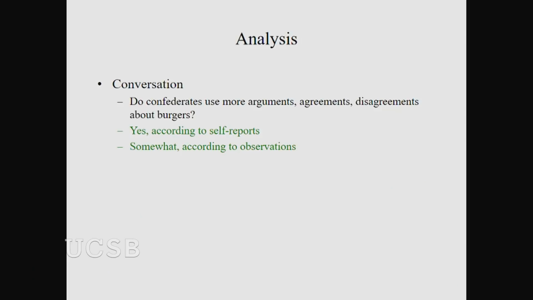Looking at the conversation they had at that 10-minute chat, we got some information out of that too. We supported our hypothesis that the Confederates will use more arguments. The Confederates who either agree or disagree, they're going to use more arguments, state more agreements, or state more disagreements about burgers with the other partner. And yes, they said they did, and we saw it in the transcripts of their conversations too. So again, we asked them, get this other person to like you or dislike you. And they did it by going after their favorite burger.